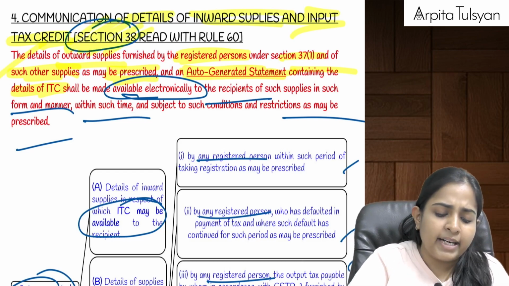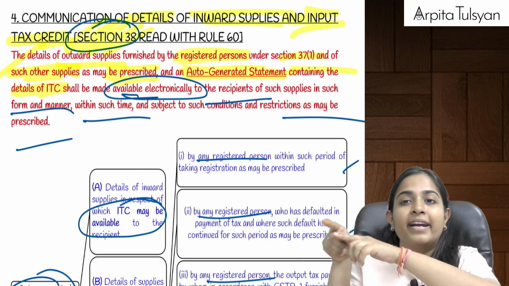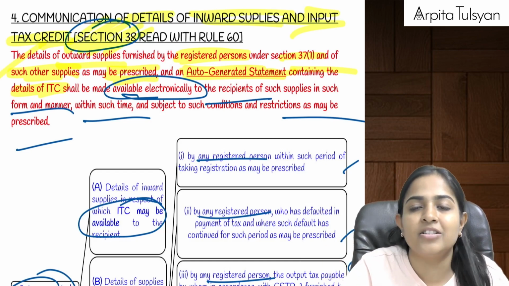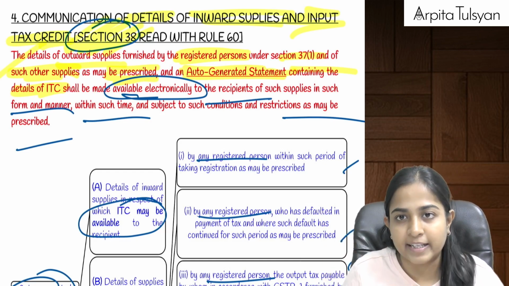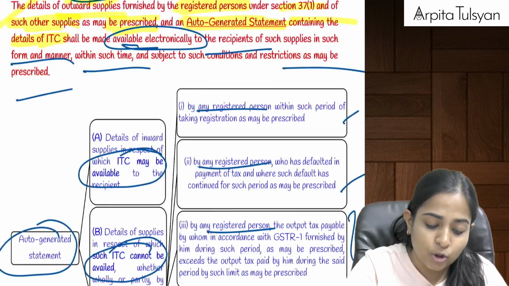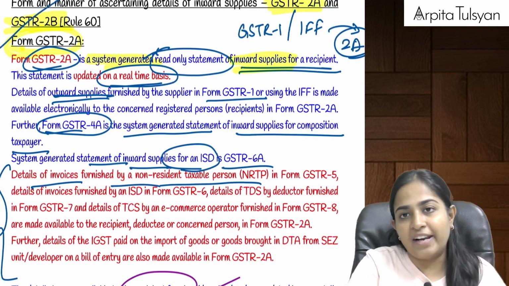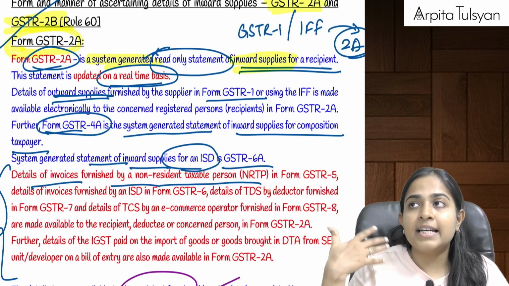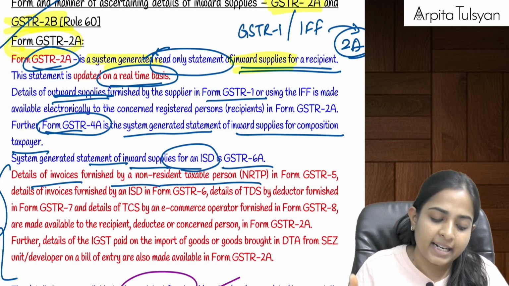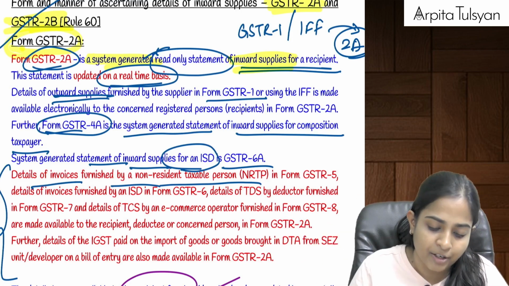Going to the next section, that is section number 38, which talks about input tax credit which is generated for the recipient. As soon as the supplier files the GSTR1 or the invoice furnishing facility, the data gets reflected in the recipient's GSTR 2A and GSTR 2B. In GSTR 2A, the data gets reflected on a real-time basis, and in GSTR 2B, GSTR 2B is available to us after a particular date.